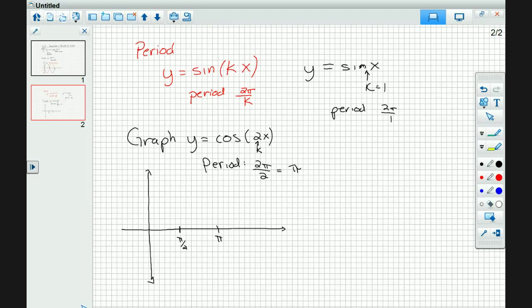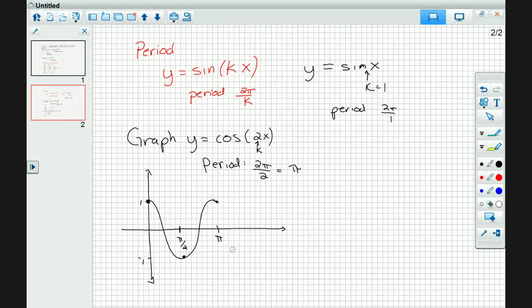The amplitude is 1, correct? So I'm just going to do 1 to negative 1. I know that cosine starts at 1. Halfway, it goes to negative 1. Come on. You know you want to do it. There you go. And ends at 1. So my graph just goes from 0 to pi instead of 0 to 2 pi. So it repeats every pi units.